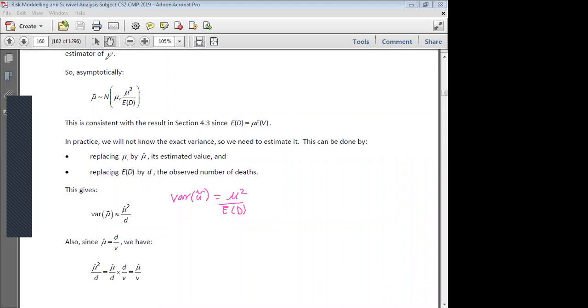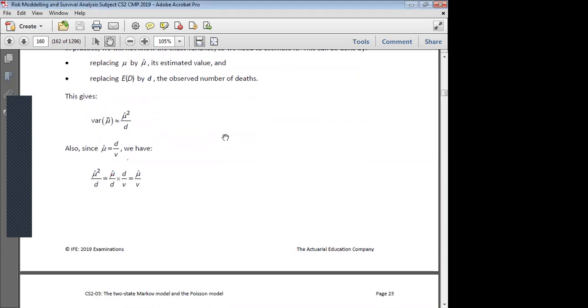So the expected number of deaths will be equal to the actual number of deaths that you observed in the sample. This is not the actual number of deaths you observe in the population, but in the sample, which we consider is representative of the population, a very truthful representative. So once you consider that, what you get here is mu hat square upon d, and then you just multiply and divide by d here.